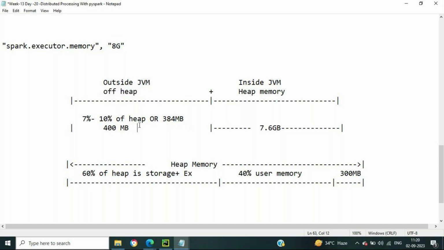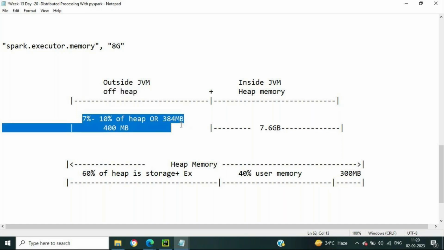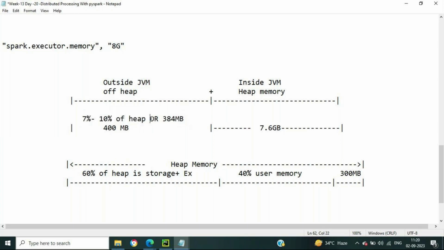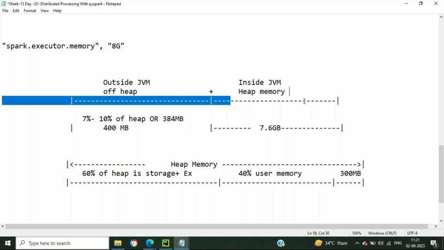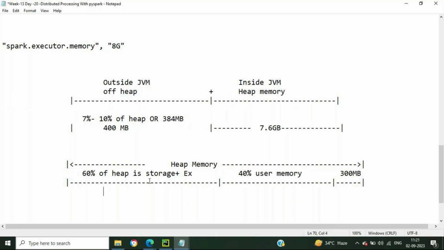So if you are going to mention say 8G, this is the combination of heap memory and off heap memory. Off heap memory is given 7 to 10% of heap memory or 384 megabyte. Okay. Or let me take, we have taken say default, 400 MB for our calculation. So remaining 7.6 GB is for heap memory. Now this 7.6 GB heap memory is further divided into storage plus execution, user memory, and 300 MB, that is reserved for the R&D perspective.